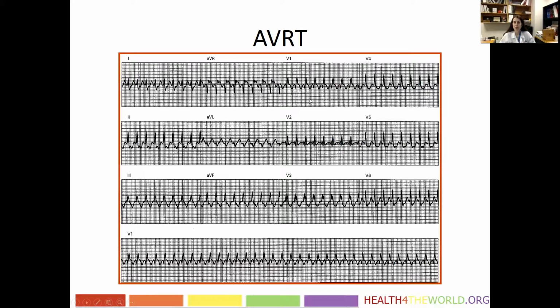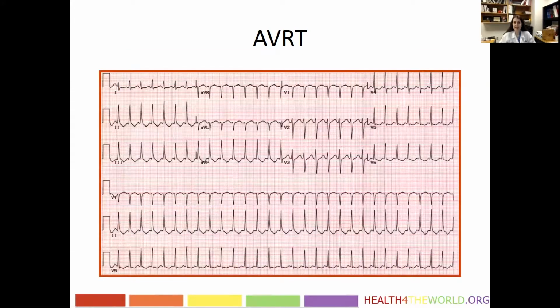And then we start looking for P waves. And in this case, I think you will all agree that we can see some P waves in there, almost in the middle between the previous and the next QRS interval. So a long RP tachycardia, and this can be consistent with AVRT. This patient we did take to the lab and we confirmed it.